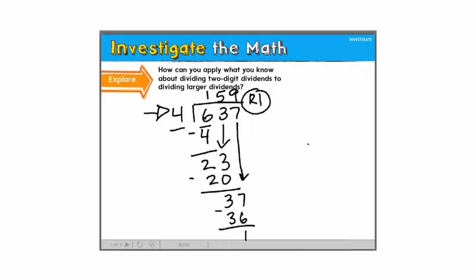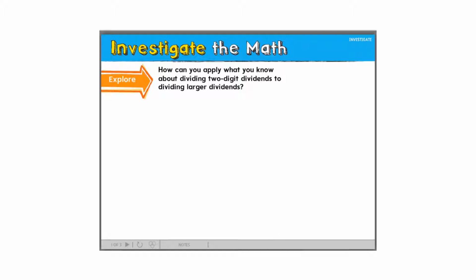So give me a thumbs up if you got 159 remainder 1. Good. Good. Okay, try this one. 120 divided by 4. Now remember, listen, when you write them, it should go like this. A 4 on the outside, 5,120 underneath. So try that one by yourself and then we'll see what you got.